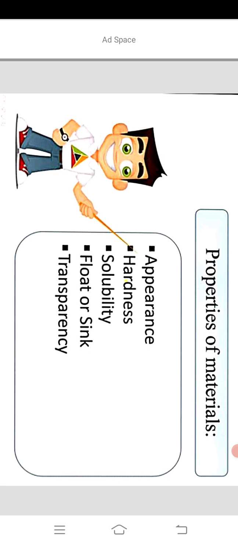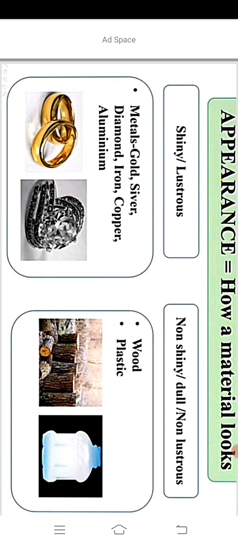So, look at appearance. What is appearance, my students? Appearance means how a material looks. Depending upon it, materials are of two types: lustrous materials and non-lustrous materials. Lustrous means their appearance is shiny. Non-lustrous means the appearance is non-shiny, that is dull.